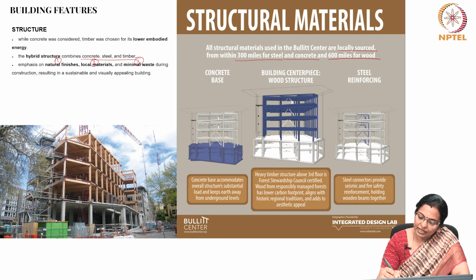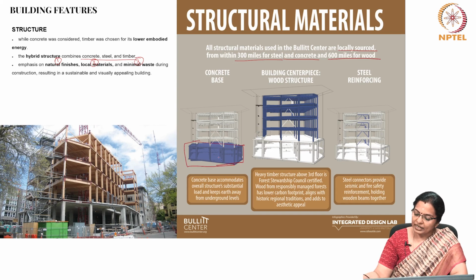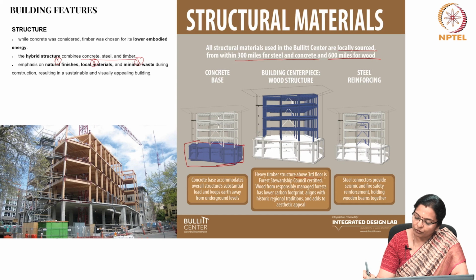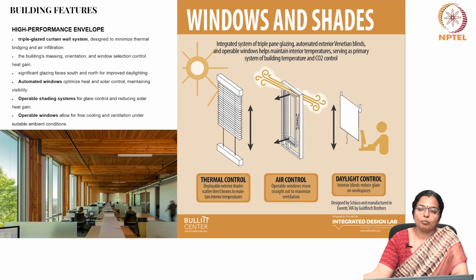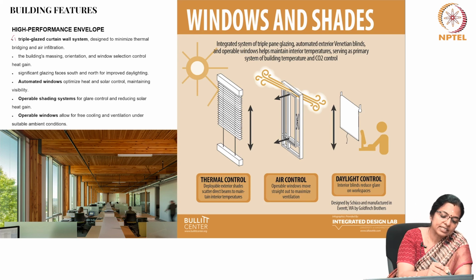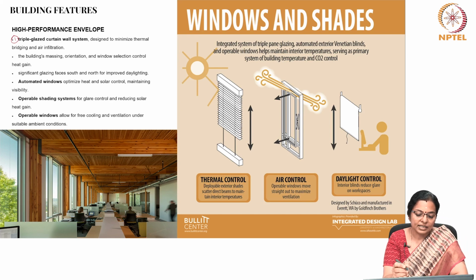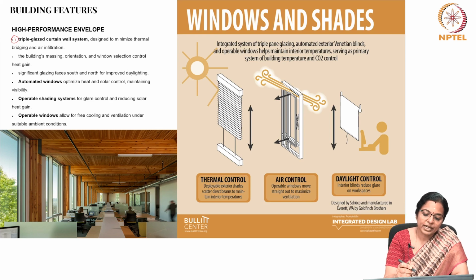The base of the building used concrete, and a heavy timber structure has been used above the third floor. Steel connectors provide seismic and fire safety reinforcement. Then the high performance envelope comprises a triple glazing curtain wall system designed to minimize thermal bridging and air infiltration. The building's massing, orientation, and window selection control heat gain.